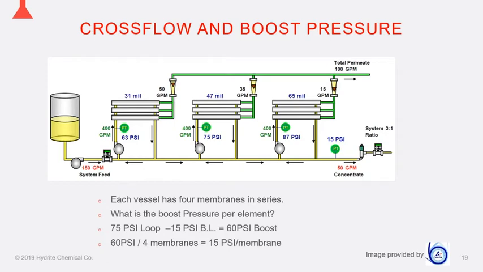So I'm going to take my 63 as my inlet pressure. I am then going to subtract my baseline pressure. That gives me 48 psi difference. I'm then going to divide it by the number of membranes that are loaded into that housing. In this example, there's 4. So I'm going to take the 48, which was the differential, and divide that by 4, and that gives me 12 psi. It's in that range of 10 to 15.